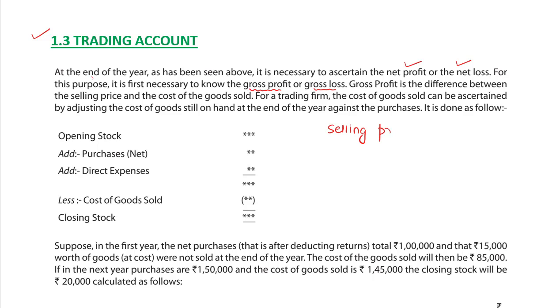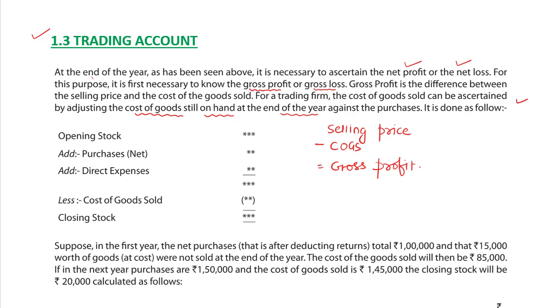Selling price less cost of goods sold equals gross profit. For a trading firm, the cost of goods sold can be ascertained by adjusting cost of goods still on hand at the end of the year, that is closing stock.